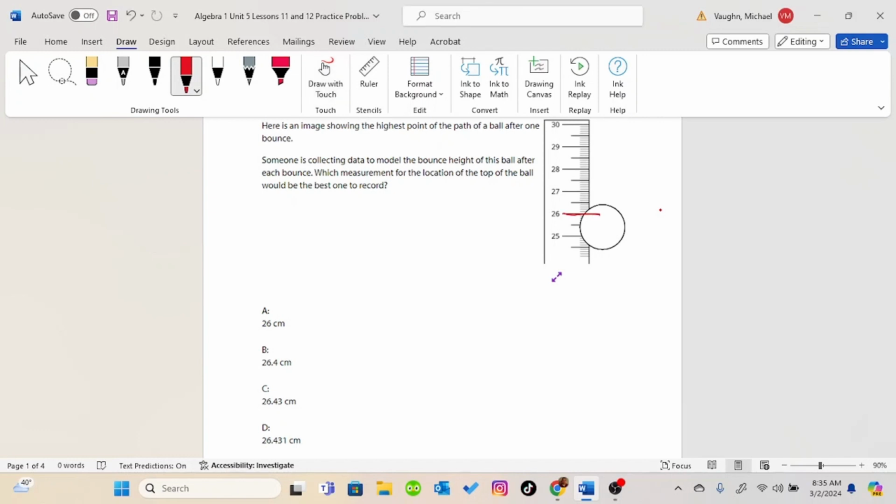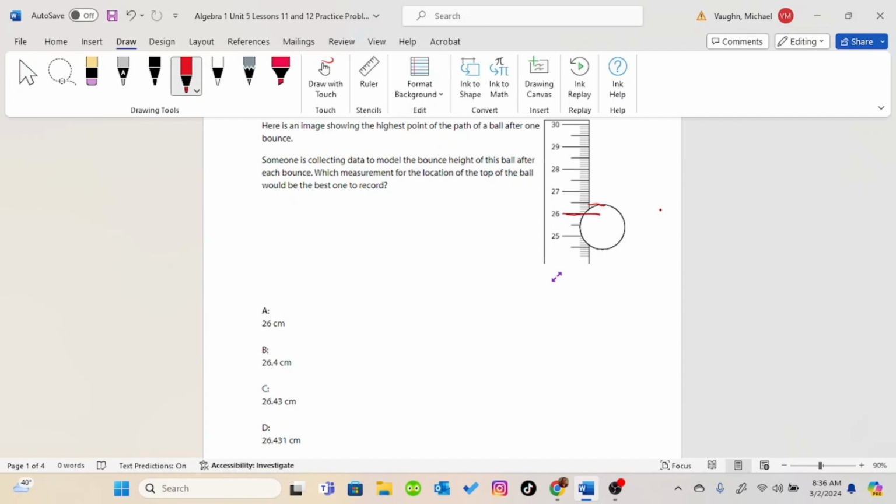So while we do know where 26 centimeters is, this is not the best measurement because you can see part of the ball is above it. If we look at B, it says 26.4 centimeters. Well, these little markings in between are millimeters, so we can actually count up to 26.4, and we can see that that's where the top of the ball is. So that would be an accurate measurement.